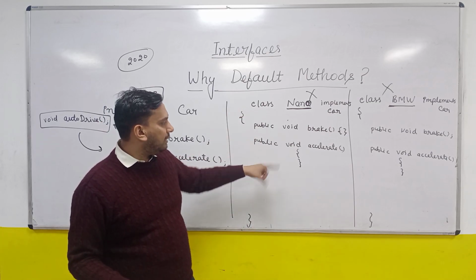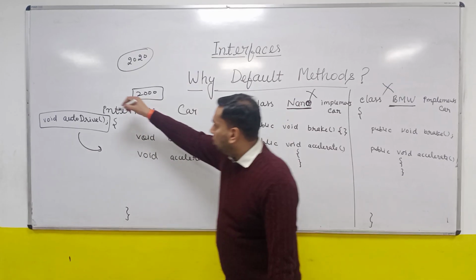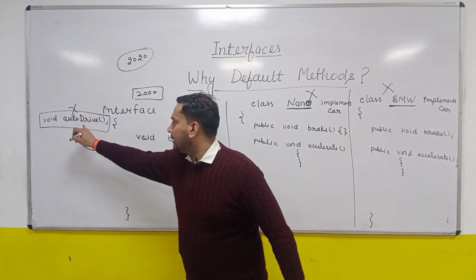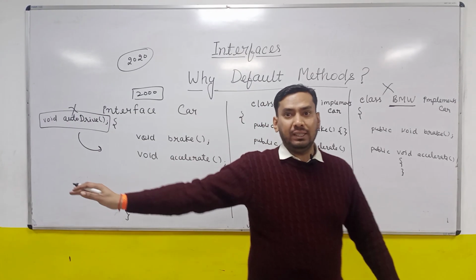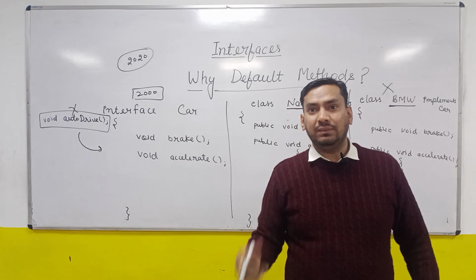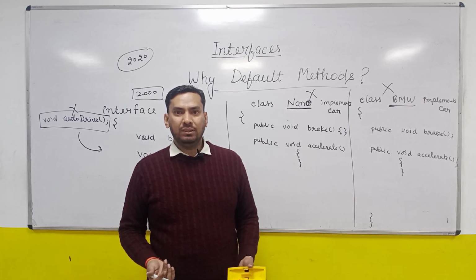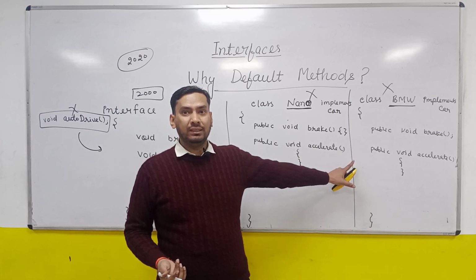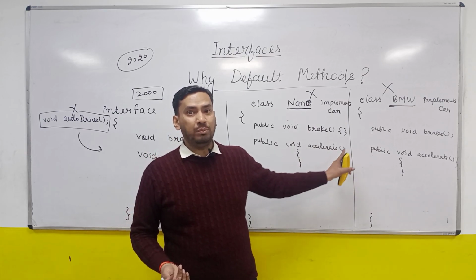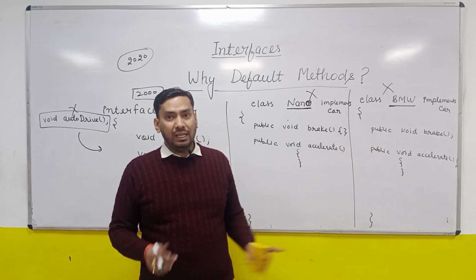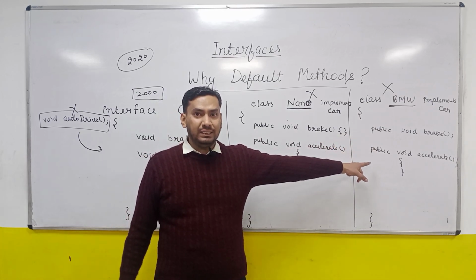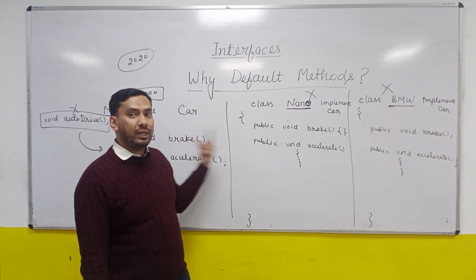So you cannot simply add a method here. As soon as you try to add a new method in the interface, the entire set of subclasses will start getting problems. They will become obsolete, and everybody may not be happy to override it. Everybody will have to make certain changes. Everybody will have to override this method.